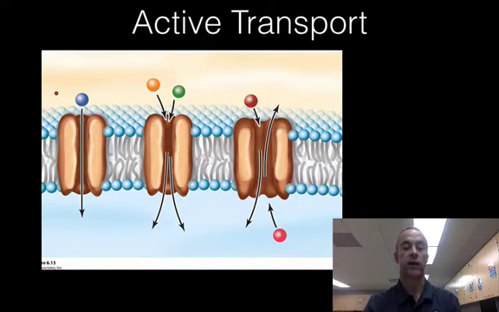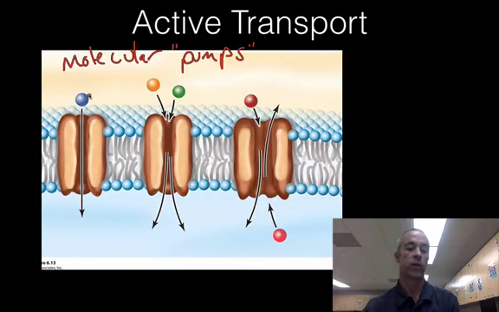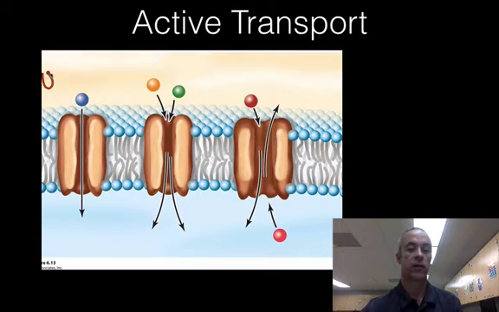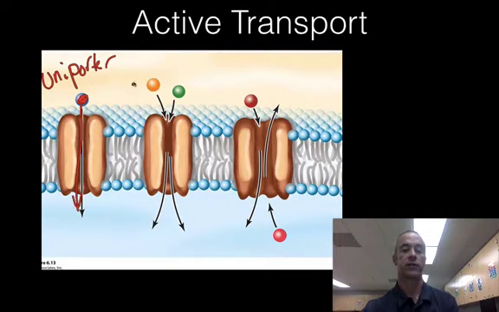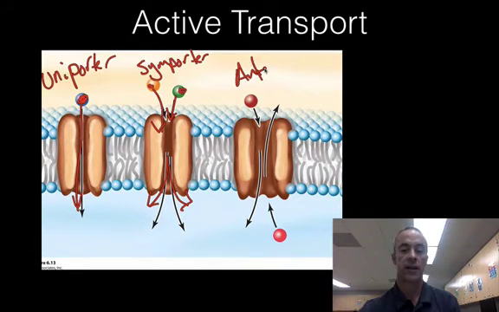So the first type of active transport I would like to talk about is what are referred to as molecular pumps, because we're pumping materials from low concentration to high. This shows you three different types of these pumps. The first one here on the left is what we call a uniporter. It's moving one single thing in one direction. The next one is called a symporter. Now we've got two different molecules that are both being moved in the same direction. And the last one is called an antiporter, and we're moving two different molecules in two different directions.